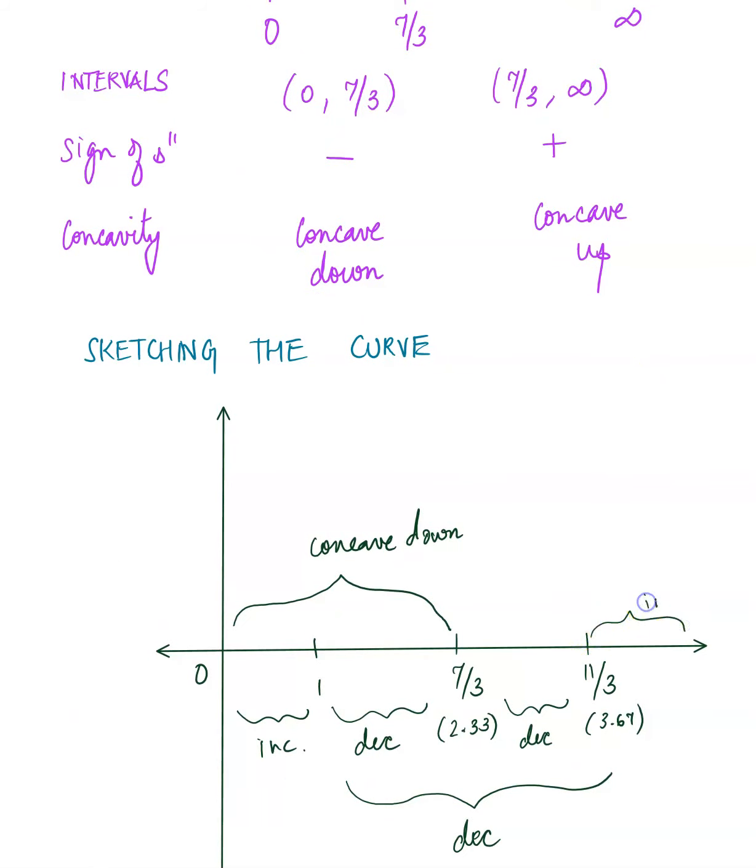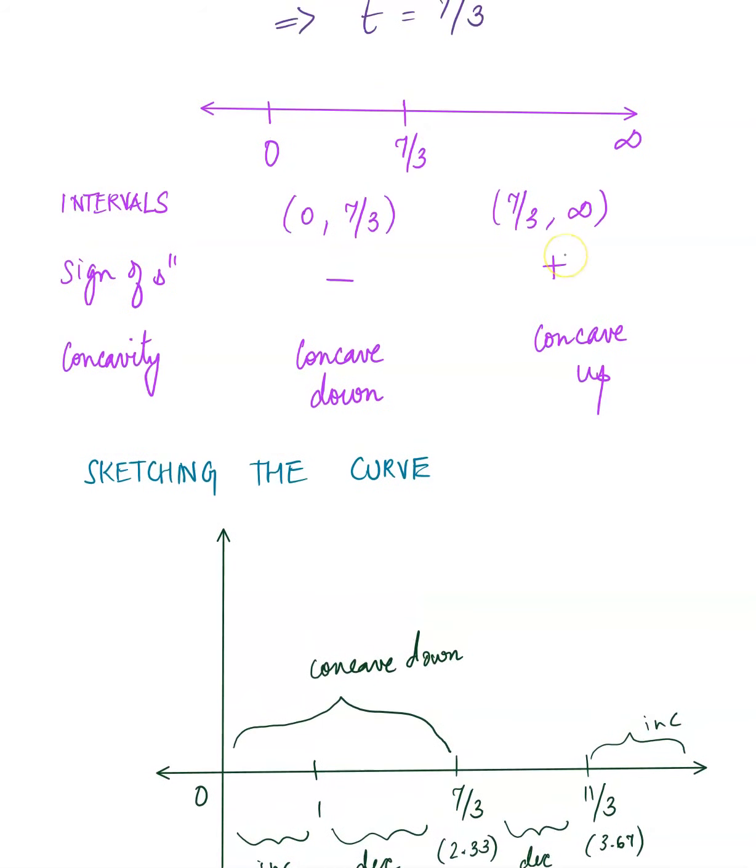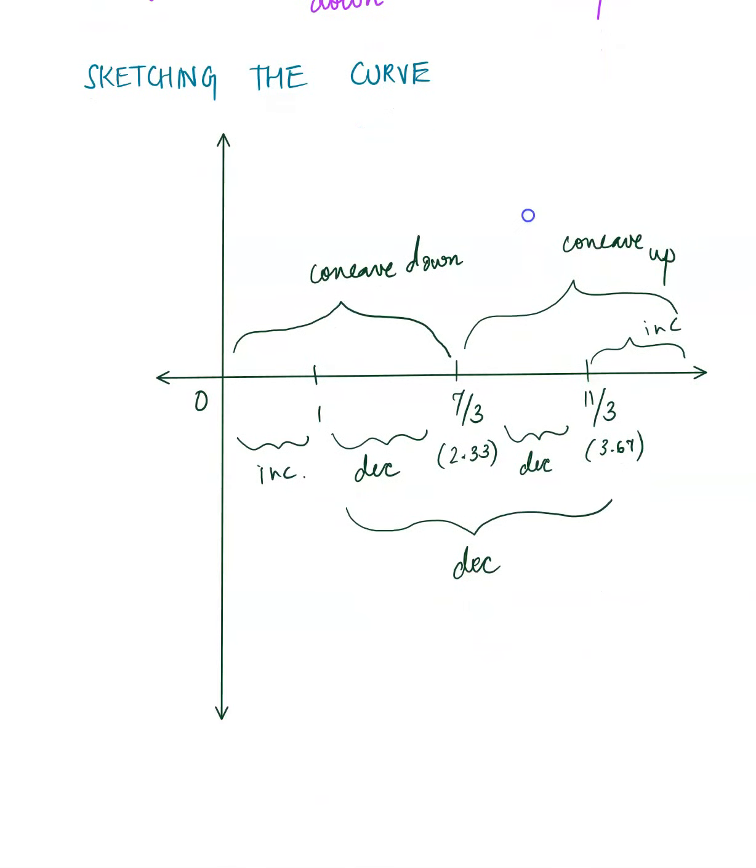So this part, it's increasing. However, we come back here. From 7 over 3 to infinity, this part is concave up. So you have all these details in here.